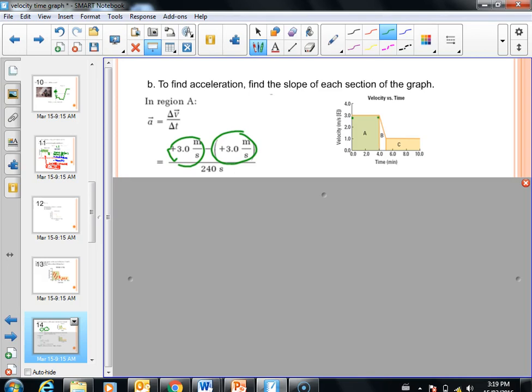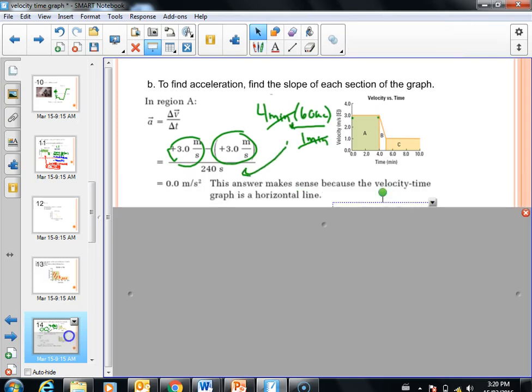Then I have 4 minutes. Well, I have to convert that to seconds. So if I have 4 minutes, I know that every 60 seconds is 1 minute. This kind of looks like unit analysis from chemistry. Remember when I told you it would be useful? And then we just multiply those together and we get 240 seconds. However, because we're doing 3 minus 3, it's going to be 0. We know that the slope of this line is 0. We have no acceleration, positive or negative.